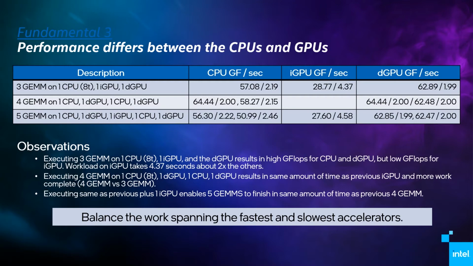But the point here is that you want to balance the workload spanning the fastest and slowest accelerators. Since these things are executing in parallel, you want to give more work to the accelerator that can handle it, that can get it done quicker, and then give less work to the accelerator that is perhaps slower. In this case, it was the integrated GPU, and in that way, no accelerator is waiting on the other to complete work, and you get the most amount of the work complete.